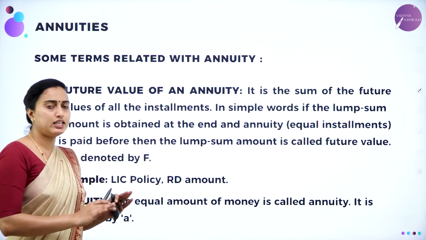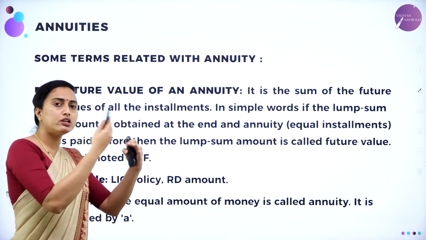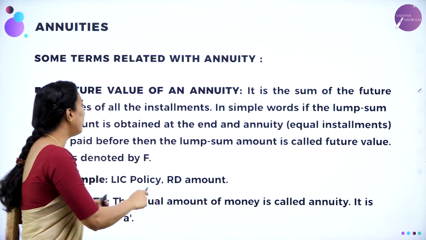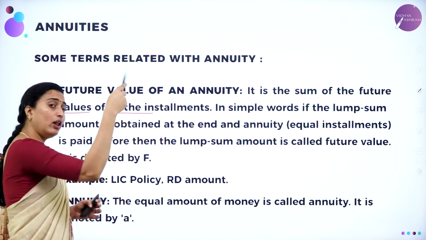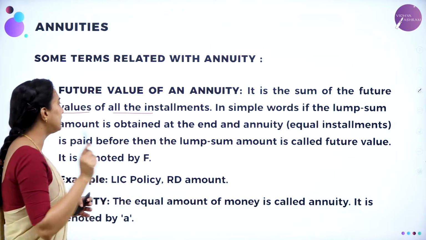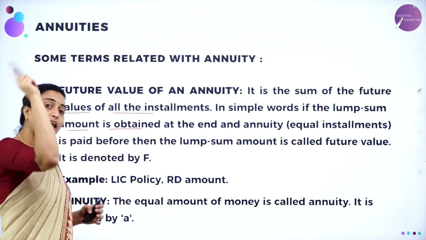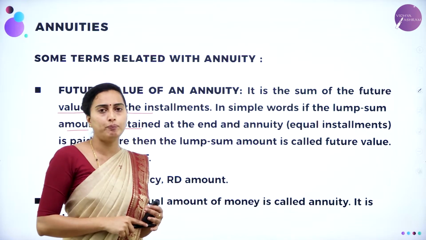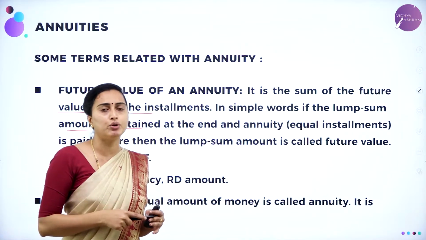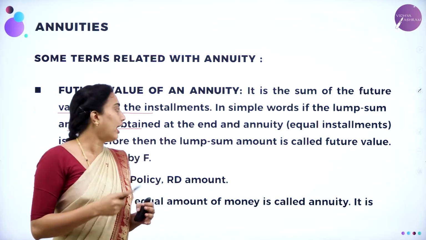Next we'll be moving on to the future value of the annuity. At present, what you are going to pay today is the present value. The future value of the annuity is the sum of the future values of all the installments. In simple words, if the lump sum amount is obtained at the end, then it is known as the future value of the annuity.